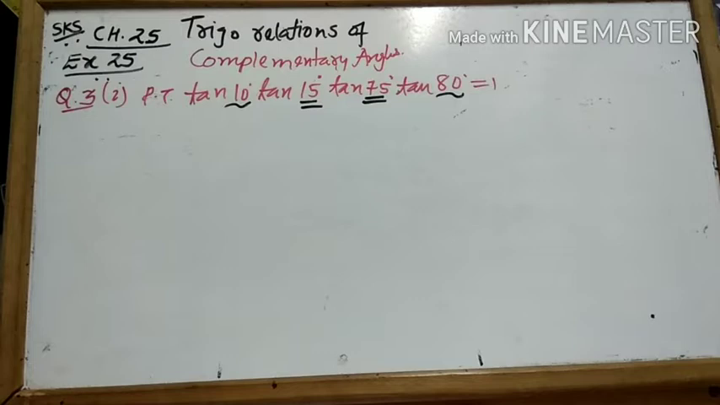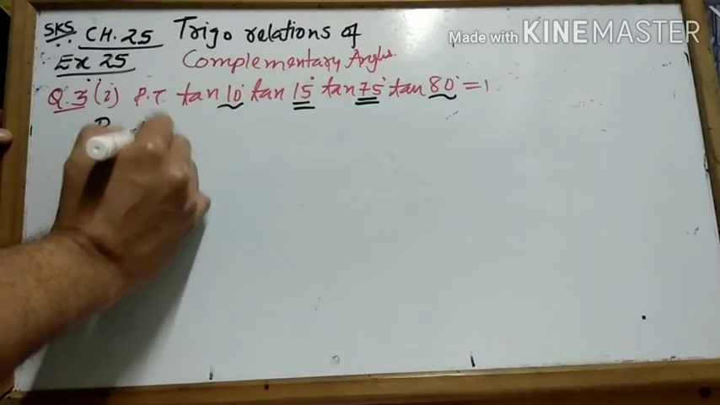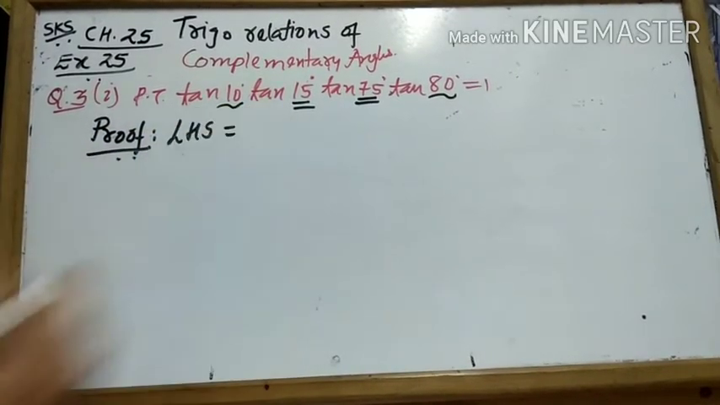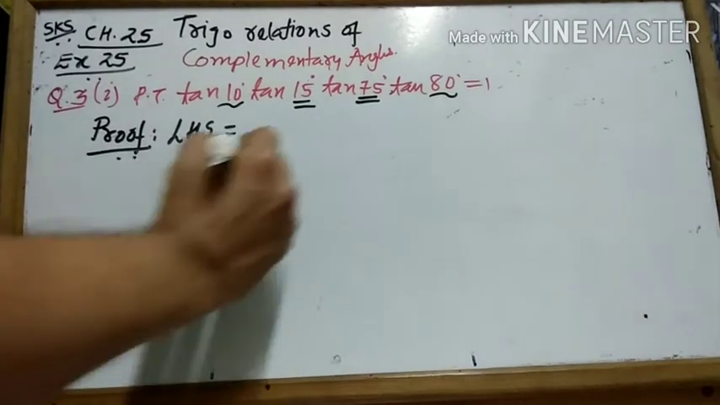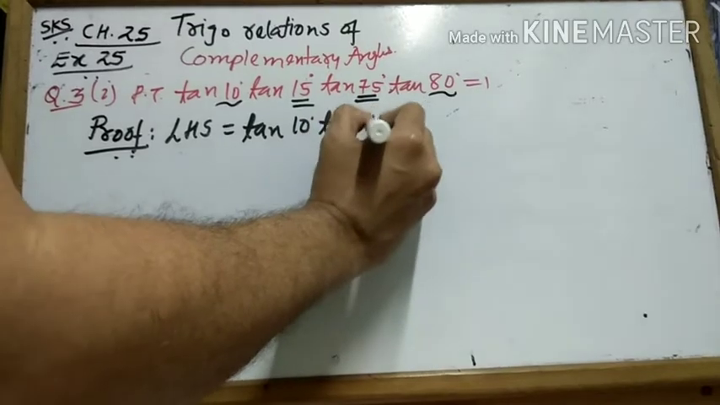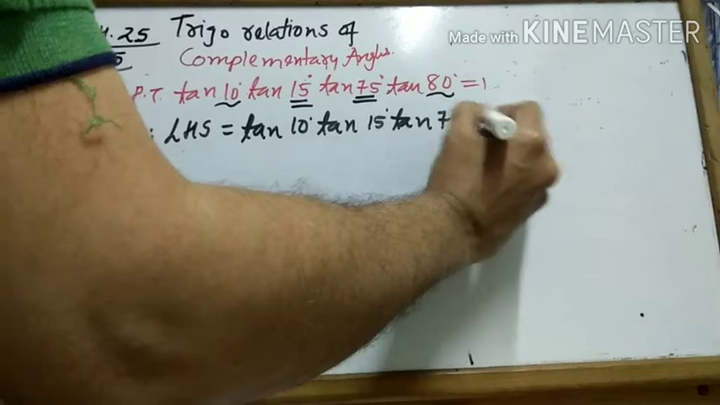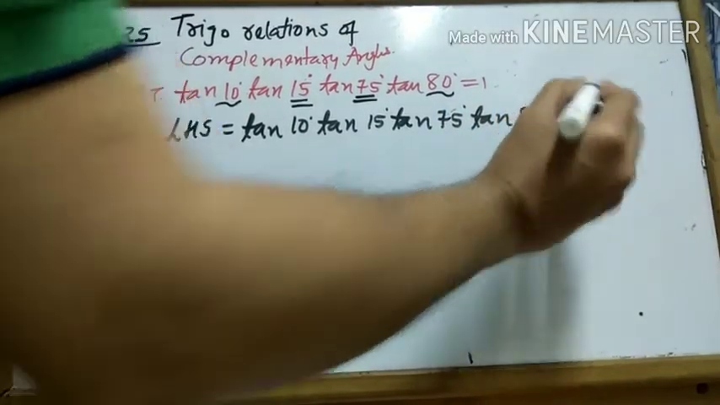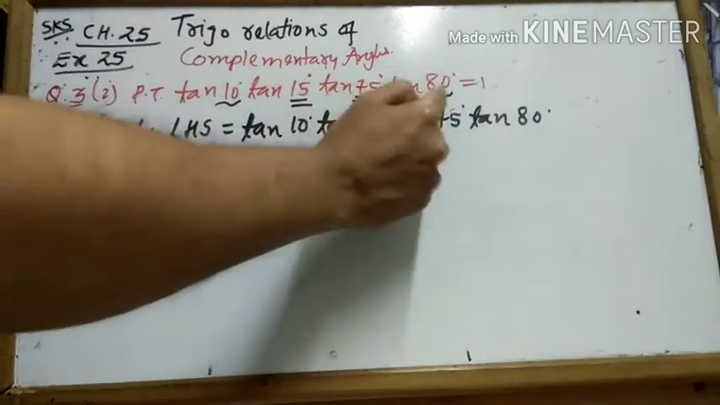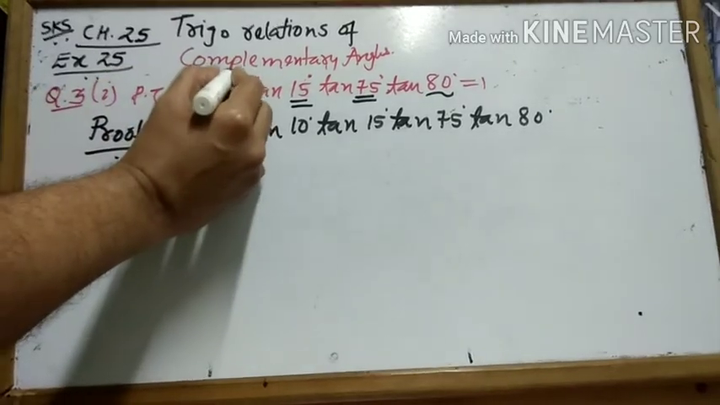That is one thing you have to observe. And secondly, this question says prove that, hence it does not start with a solution, it will start with proof first. And whenever you are proving something, you take LHS and RHS. So here I am taking LHS, which reads tan of 10 degree into tan of 15 degree into tan of 75 degree into tan of 80 degree. And when you observed, you have already concluded 10 and 80 are complementary angles. So for a while I am considering this as theta.